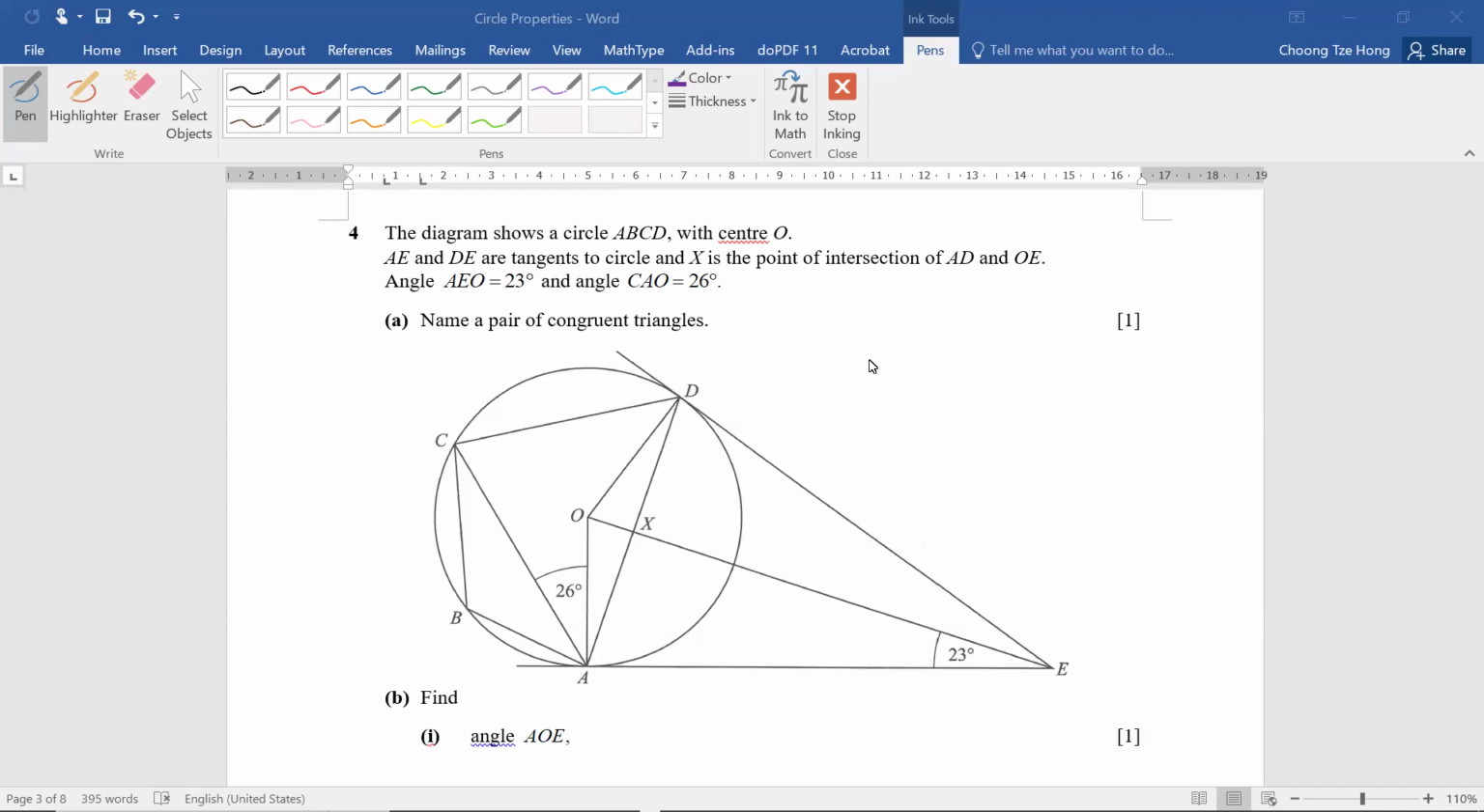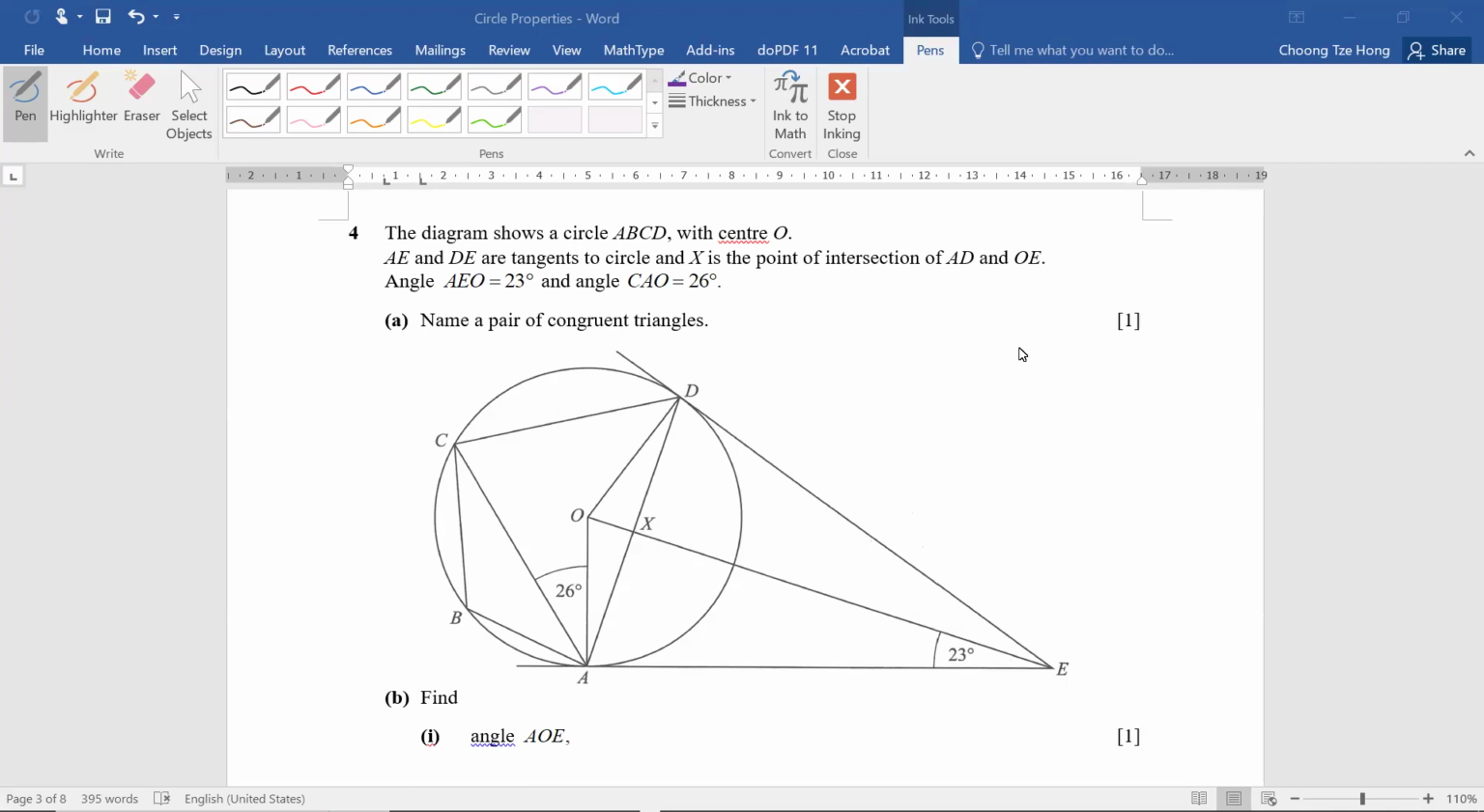The diagram shows a circle ABCD with center O. So there's a center given. AE and DE are tangents to the circle, and X is the point of intersection of AD and OE. So X is the point of intersection between two straight lines, AD and OE. Angle AEO is 23 degrees, and angle CAO is given as 26 degrees.